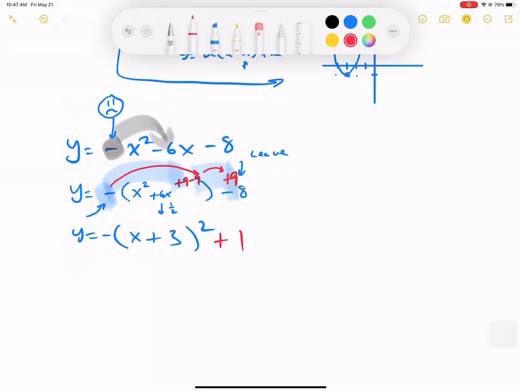So we are able to complete the square on problems that are not simply just a nice x squared in the front. If it's a negative one, fine, we can deal with that negative by just pulling the negative out.